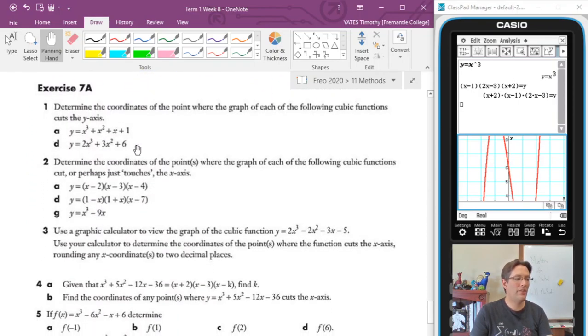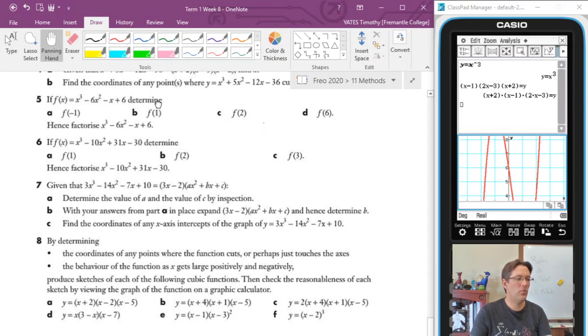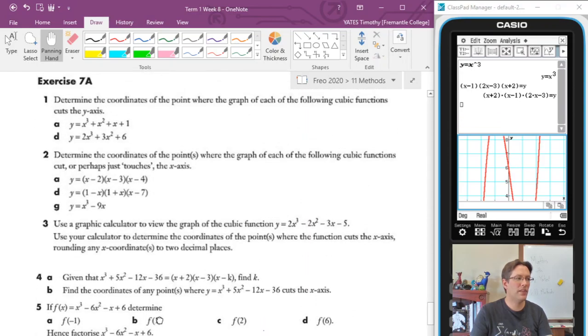Now, we should have a look. I've got the questions 1 to 8 from exercise 7A in the textbook. I'd encourage you to have a look at those. The answers are in the back of the book as well. You can have a look at those. And I may take 1 or 2 of the more complex ones of these to complete at the start of the next video.